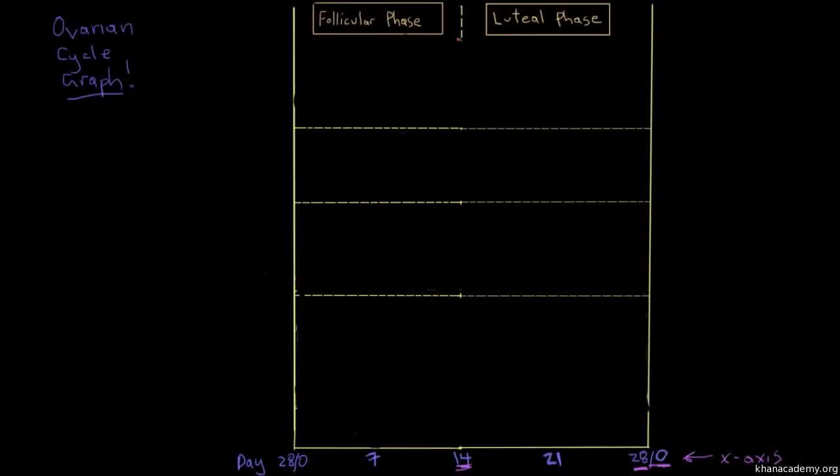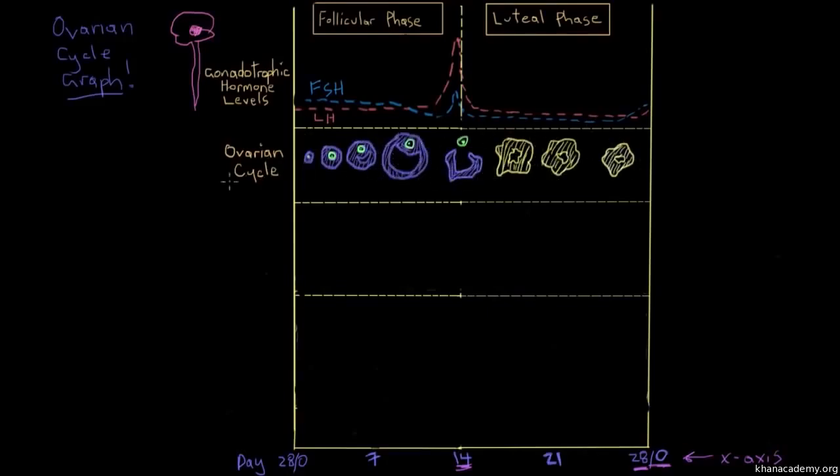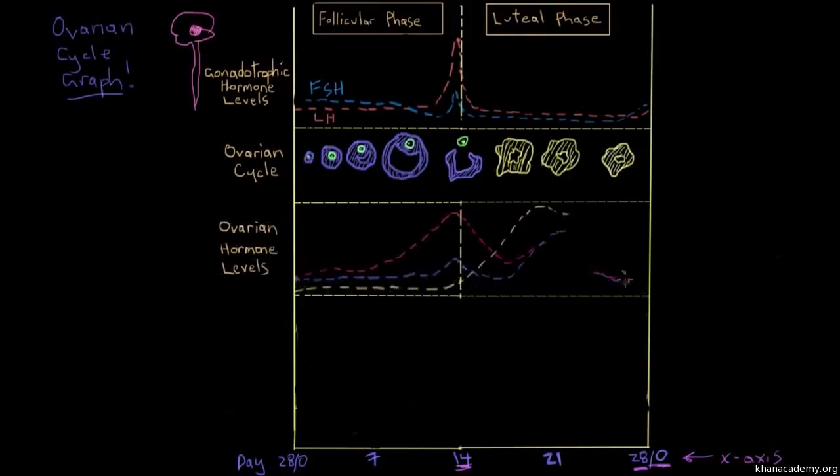First at the top, we've got the gonadotrophic hormone levels, FSH and LH. Remember, these are released from the anterior pituitary gland in the brain. These hormones affect the development of follicles in the ovarian cycle, and we'll look at the ovarian cycle just below here. As the follicles develop, they cause the release of hormones from the ovaries, so the hormone levels are here below.